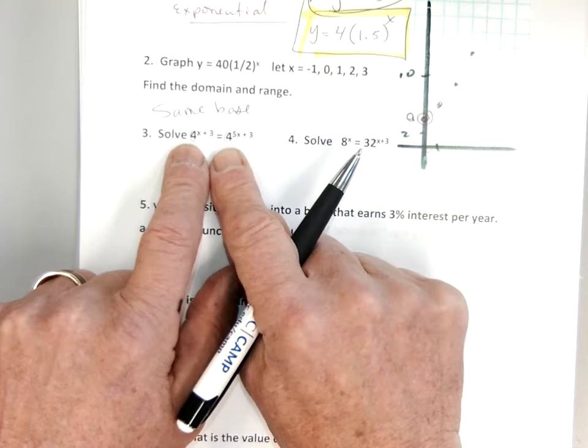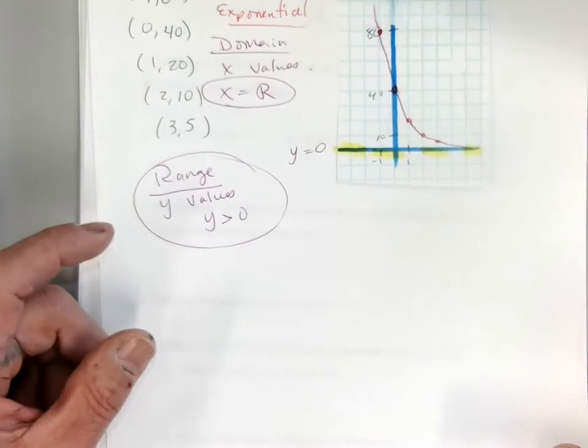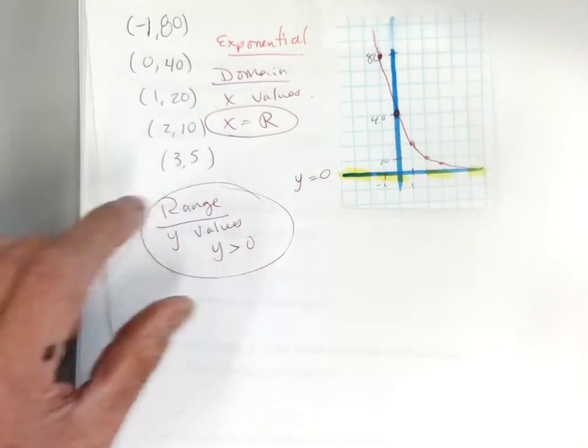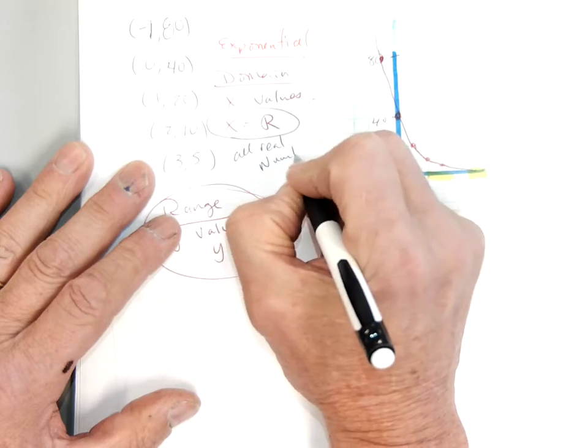Yeah, Ron? For the last one, I might have missed it, but did you cover the domain? I did. It's all real numbers. Okay, yeah, that's what I thought. Yeah, all real numbers. Okay, thank you.